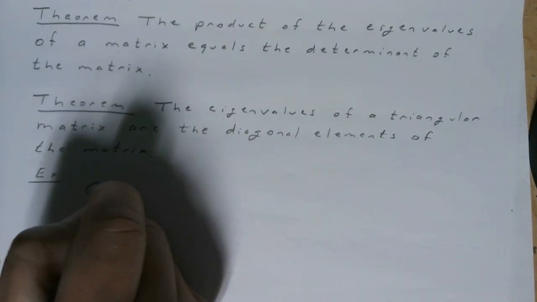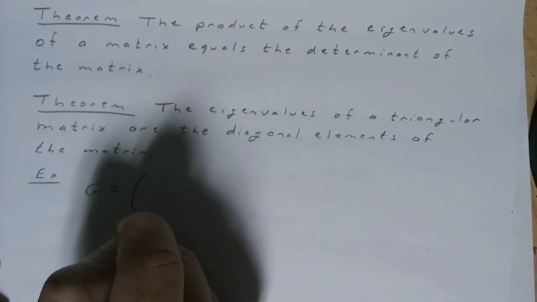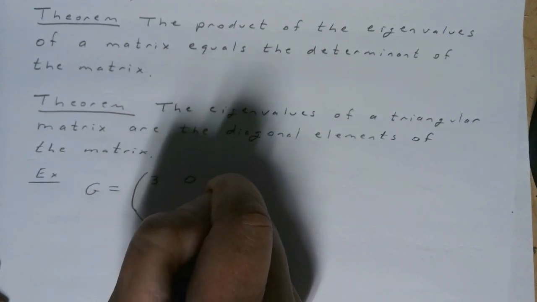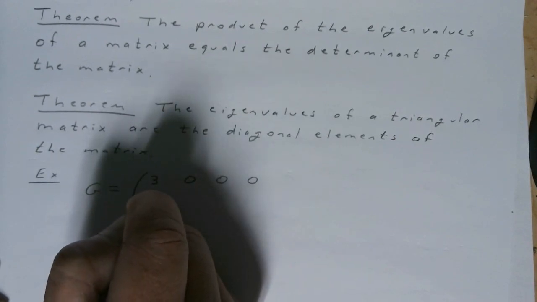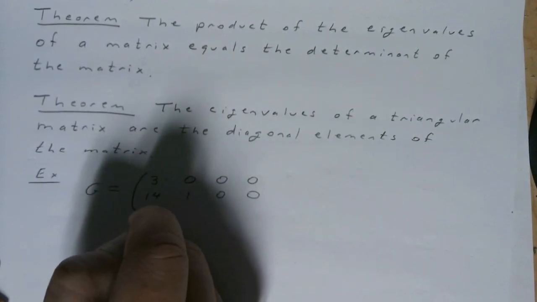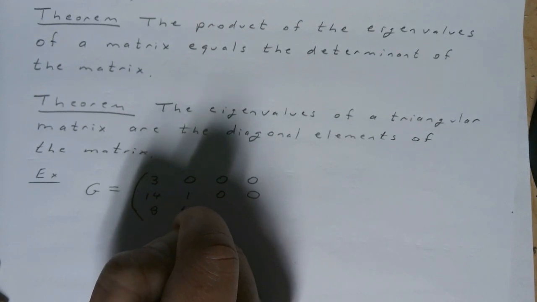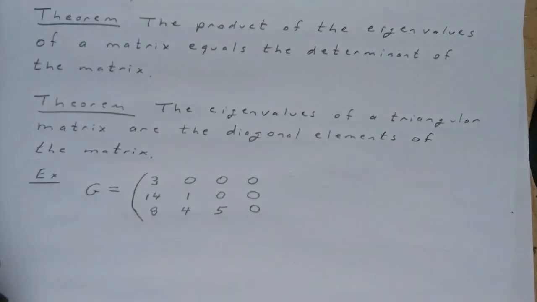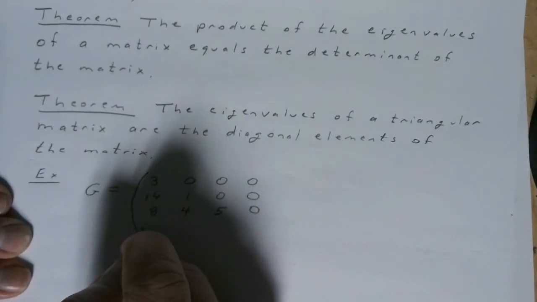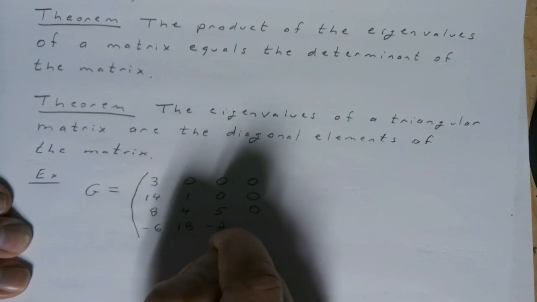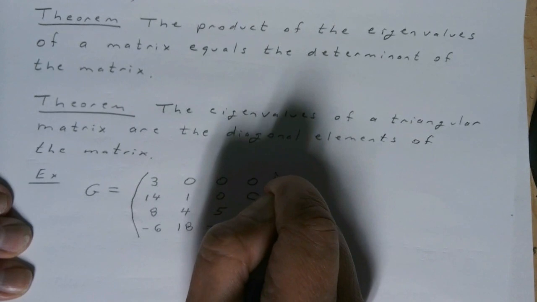let's say you're given this matrix. Let me give it a different letter this time. Let's say call matrix G, and 3, 0, 0, 0, 14, 1, 0, 0, 8, 4, 5, 0, and minus 6, 18, minus 4, minus 2.